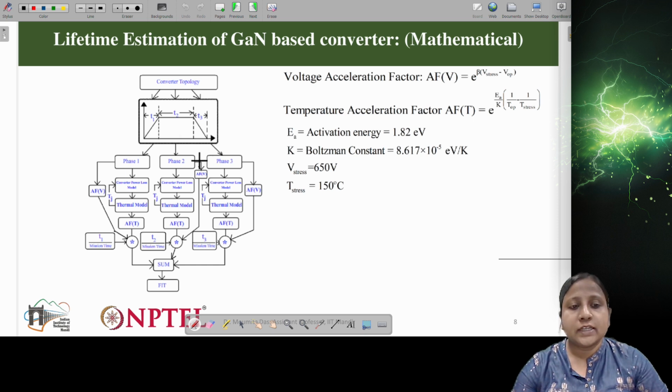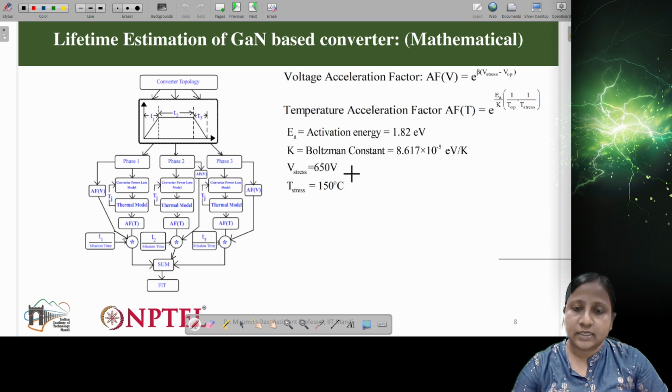So three phases are divided, and now based on the three phases, again this voltage acceleration factor you can see here, it is given in the equation. This is from the handbook AFB. So e to the power beta (V stress minus V operating). So this is the calculated accelerating factor, and similarly to the voltage accelerating factor we have the temperature accelerating factor. So this can be calculated by using e to the power EA by K (1 by T operating minus 1 by T stress). So EA is the activation energy, which is given as 1.82 eV. K is the Boltzmann constant, which is 8.617 into 10 to the power minus 5 eV per Kelvin.